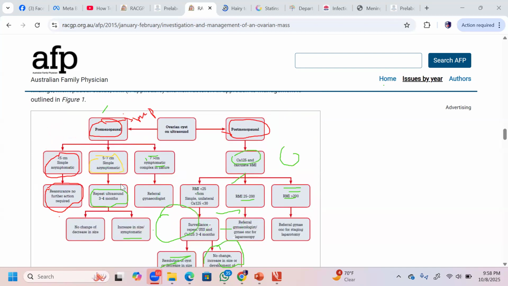women. So premenopausal, if the cyst is less than 5 and asymptomatic, you have to reassure. If the cyst is between 5 to 7 centimeters and asymptomatic, you will go with repeating ultrasound every 3 to 4 months. And if size is increased and the patient is symptomatic, like greater than 7, you will directly refer the patient. Does it make sense, doctors?